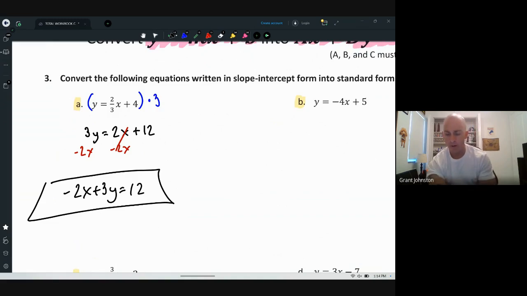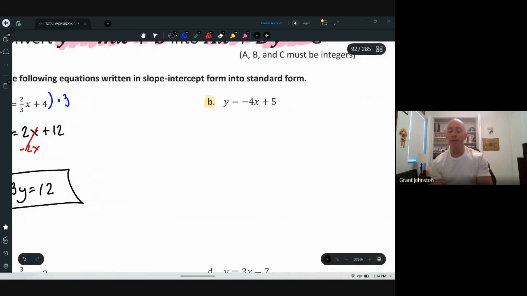Okay. I'm going to show you a couple more. Now let me show you B because it's actually a lot easier. B is a lot easier because I don't need to do that multiplication first step. I don't have any fractions involved here. So I have y equals negative 4x plus 5.